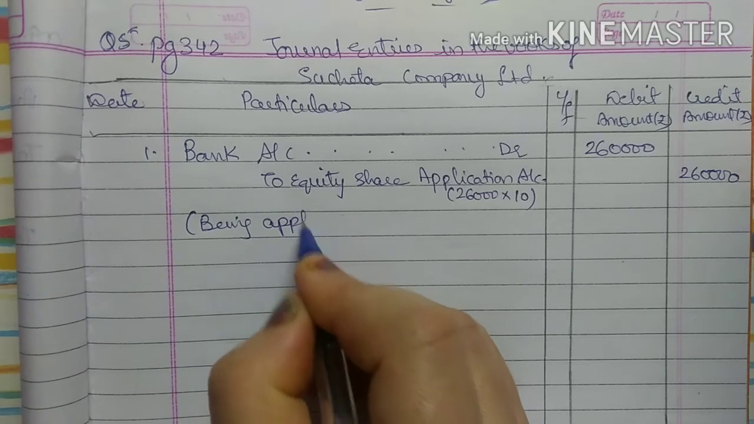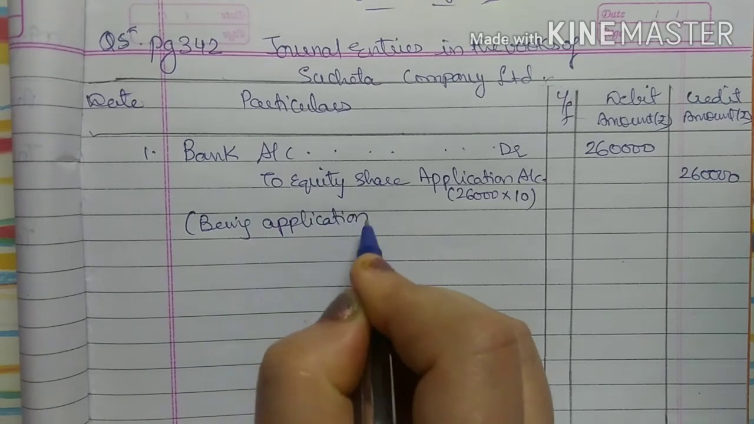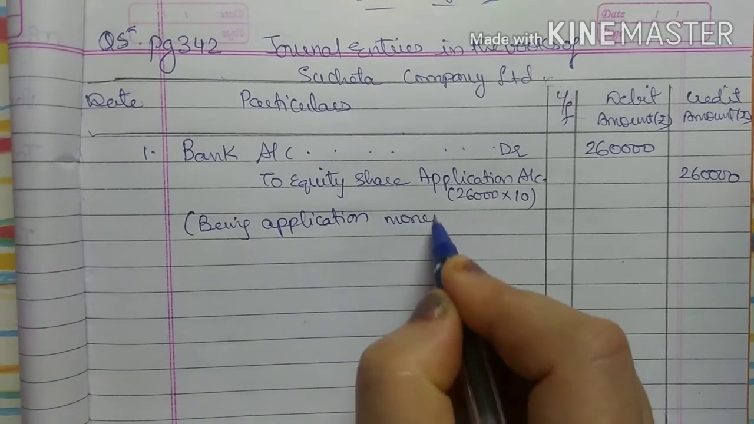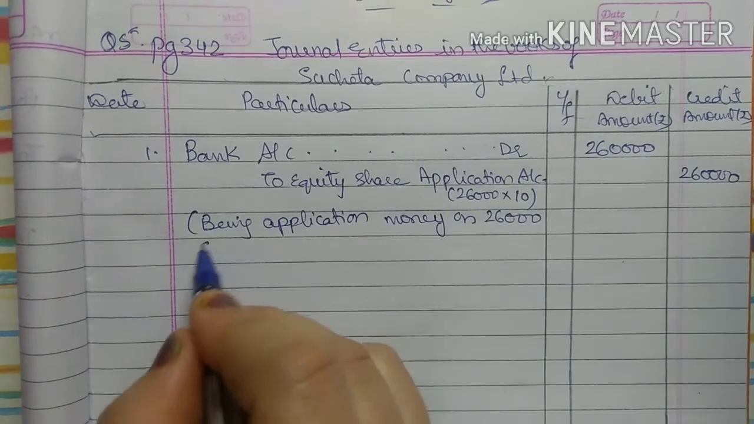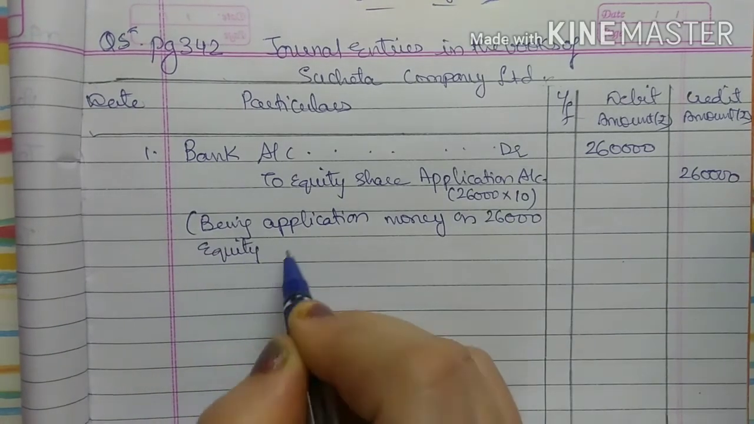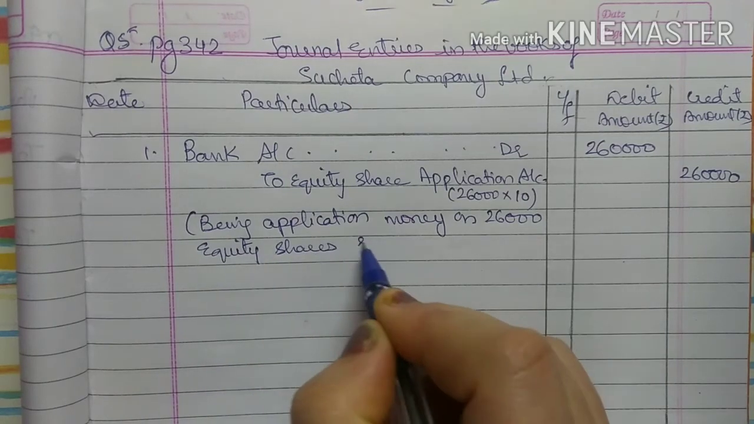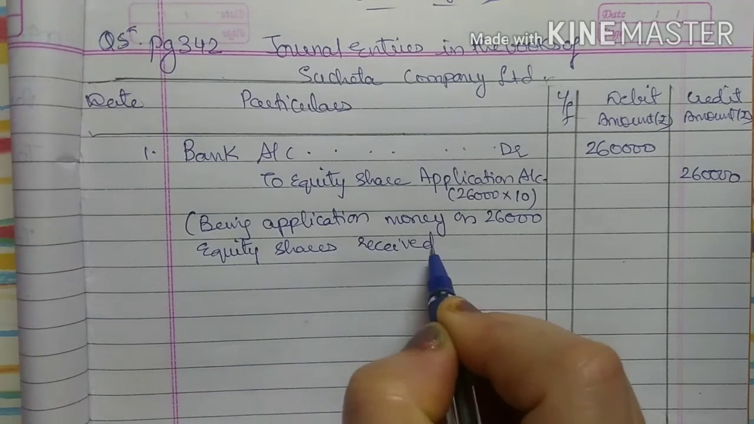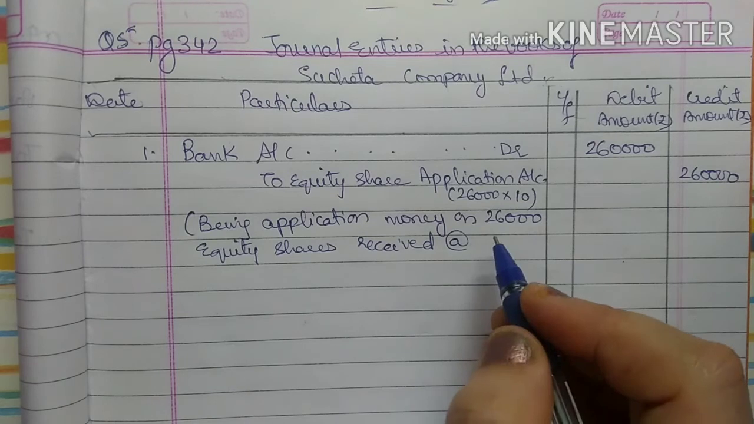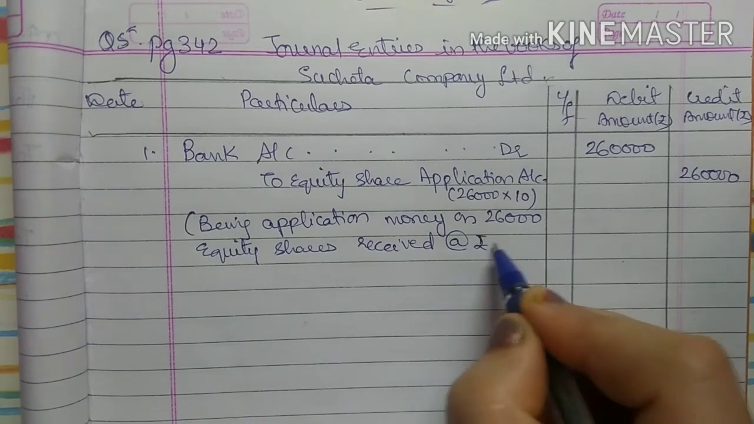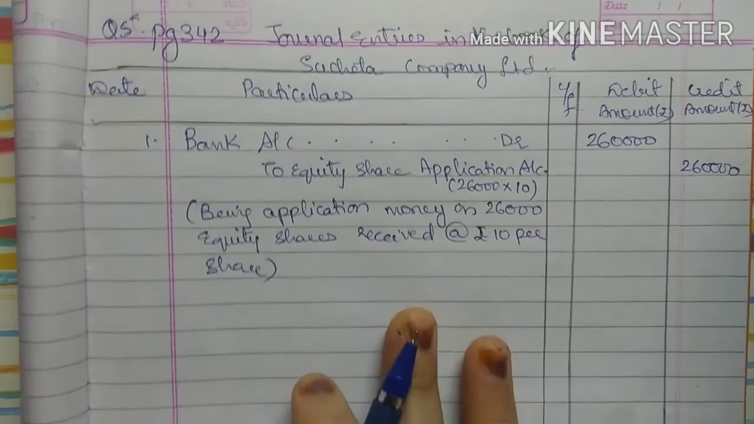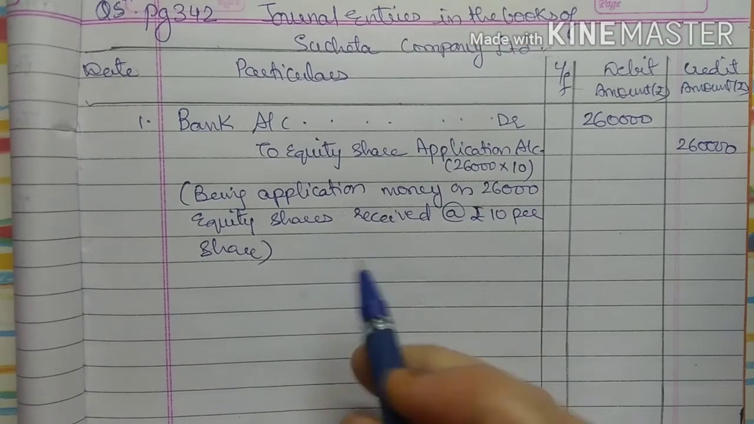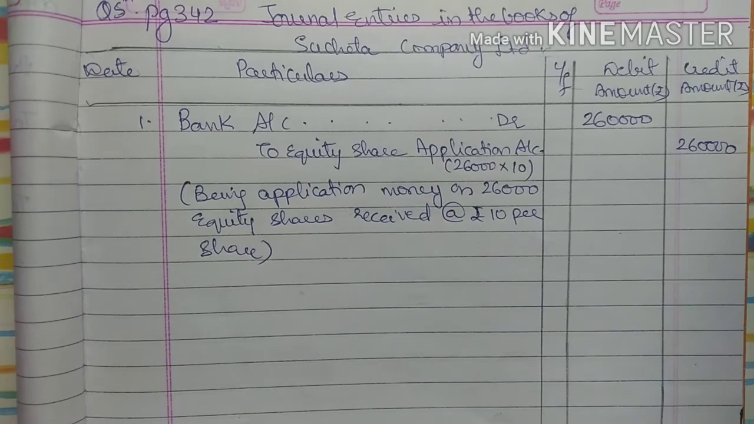being application money on 26,000 equity shares received at the rate rupees 10 per share. Okay, so first entry will be for application money.